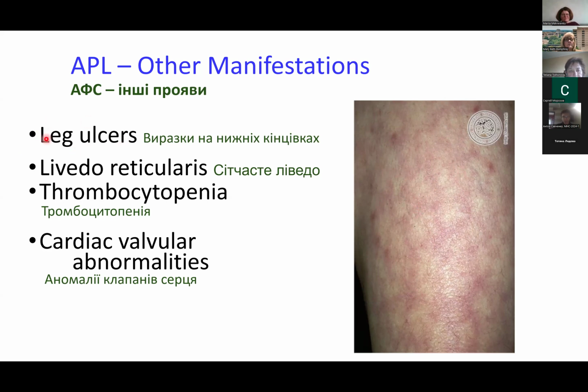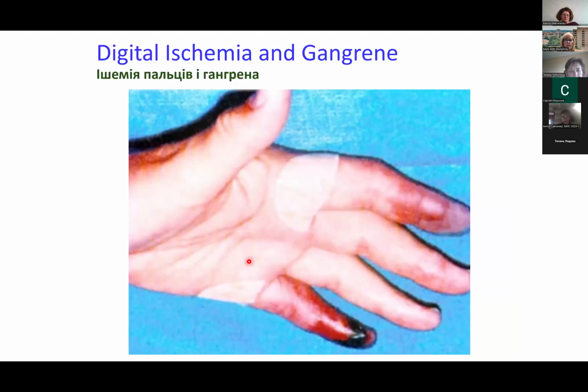So sometimes patients with antiphospholipid can actually develop very difficult to treat leg ulcers from recurrent clots, arterial and venous clots. They can get thrombocytopenia from all the platelets being stuck in the netosis, and then they can get cardiac valvular abnormalities. So we'll look at that.